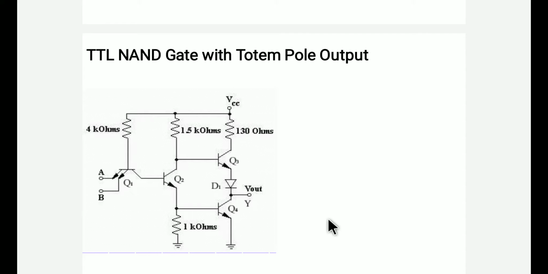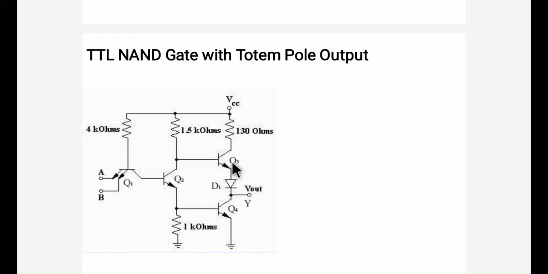This is the NAND gate with the totem pole output. In this circuit, Q1 and the 4 kilo ohm resistor act like a 2 input AND gate. The remaining circuit acts as an inverter. Transistors Q3 and Q4 form a totem pole connection, that is, two NPN transistors in series with each other. So this arrangement is called a totem pole.